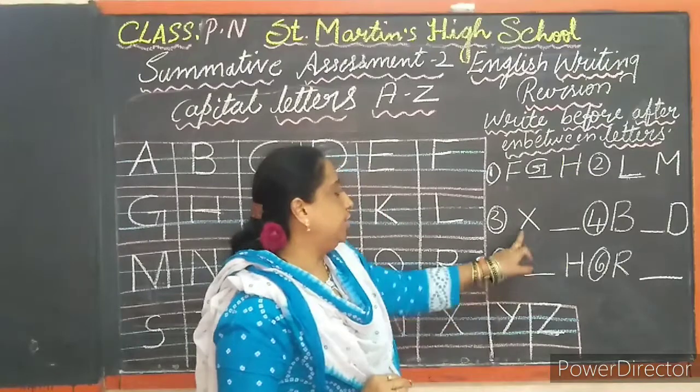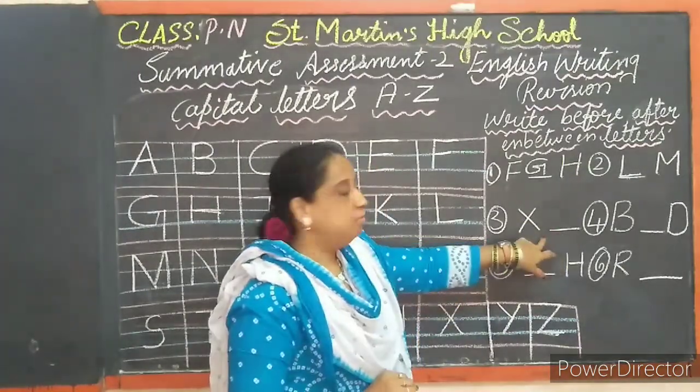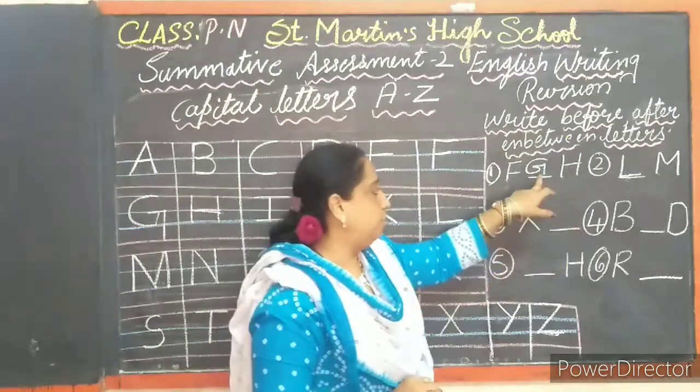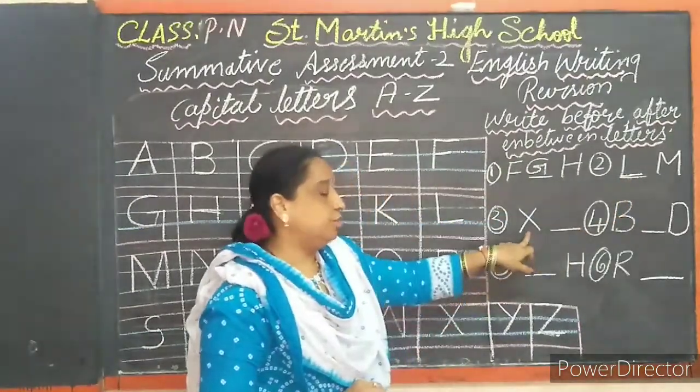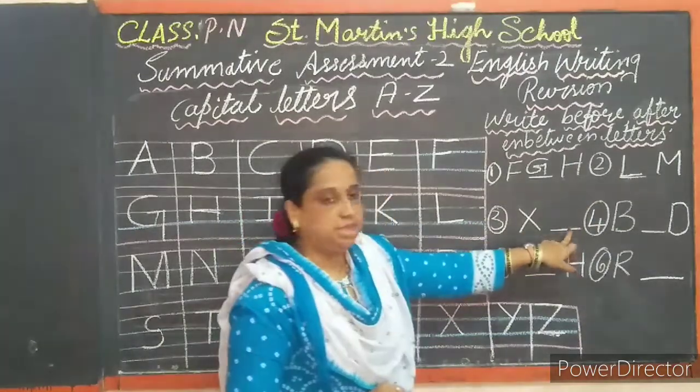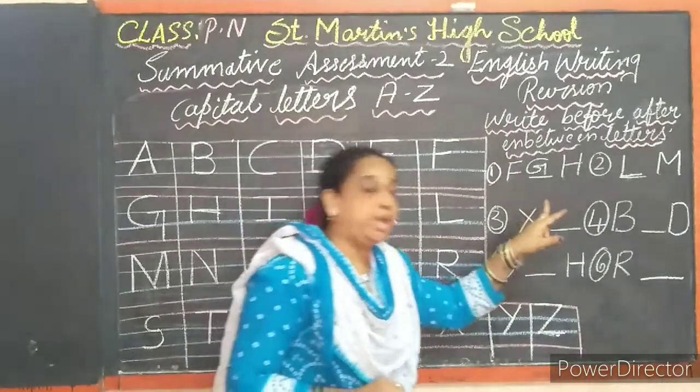Understood, children? Now here I have written first the letter, then the dash. This will be after letter. Here I have written between letter. Here we have written before letter. Here the first letter is there, after that a dash is there. So this is after letter. Now you should think what letter will come after X.